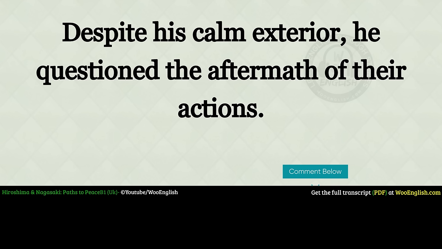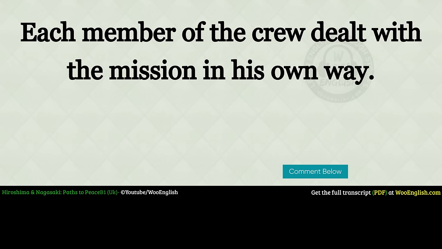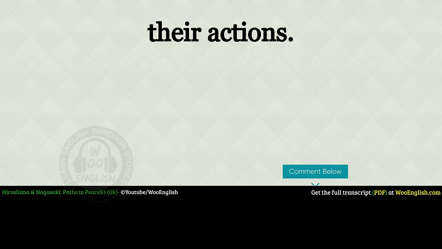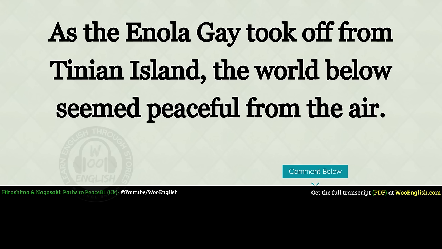Despite his calm exterior, he questioned the aftermath of their actions. Each member of the crew dealt with the mission in his own way. Some tried to focus on the technicalities, treating it as another task to be completed. Others couldn't help but think about the people in Hiroshima, about the lives that would be changed forever by their actions. As the Enola Gay took off from Tinian Island, the world below seemed peaceful from the air.